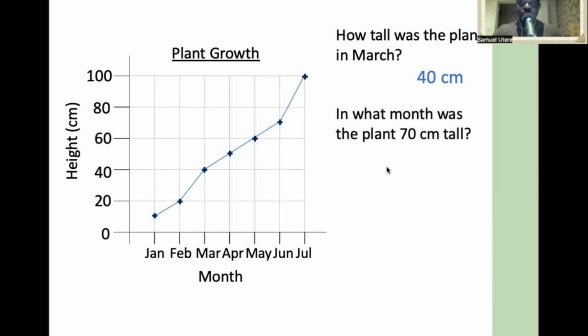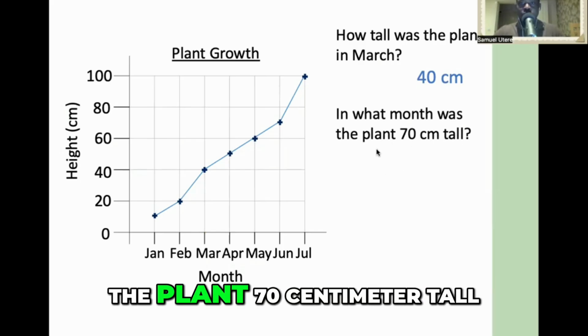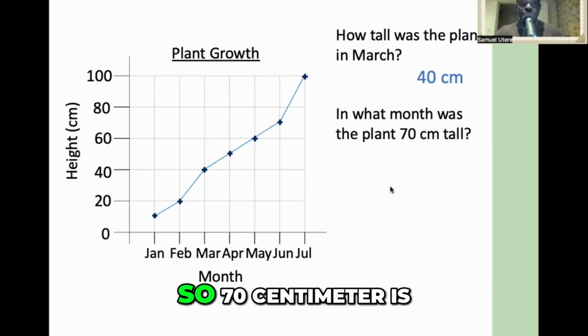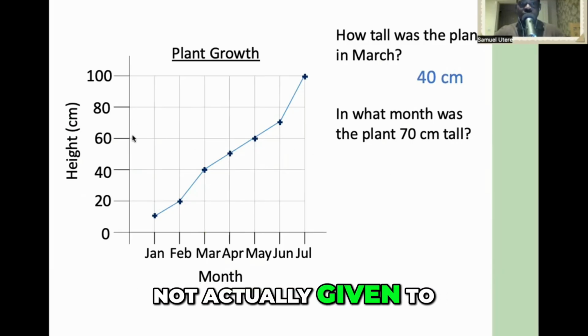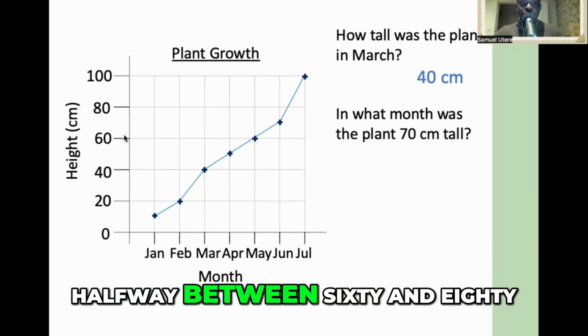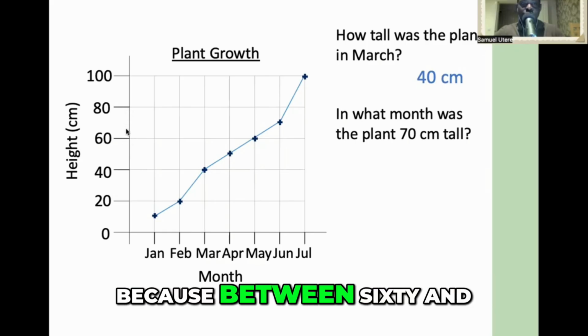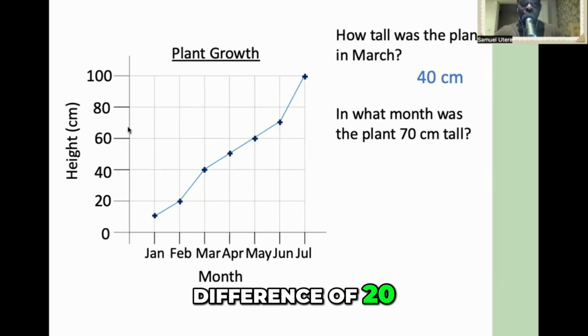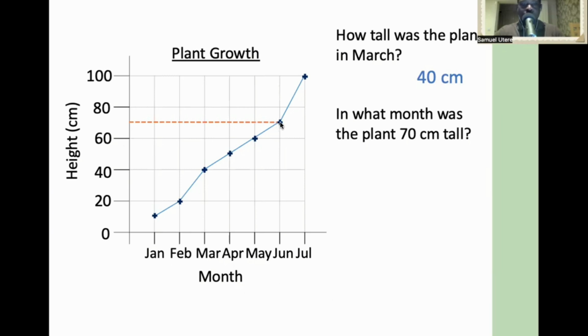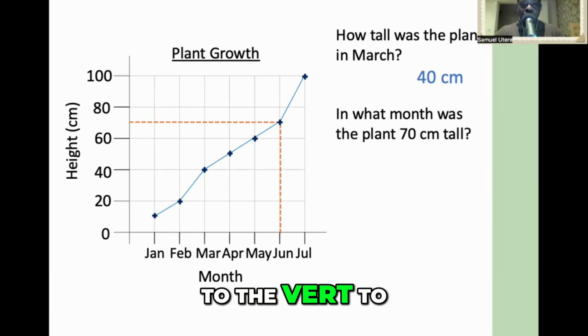Next, you ask, in what month was the plant 70 centimeters tall? So 70 centimeters is not actually given to us here, but we know that it has to be halfway between 60 and 80, because between 60 and 80 we have a difference of 20. So halfway has to be 10 added to 60. So we trace it down all the way to the line chart, and we trace it down to the horizontal axis, which is June. So we say June.